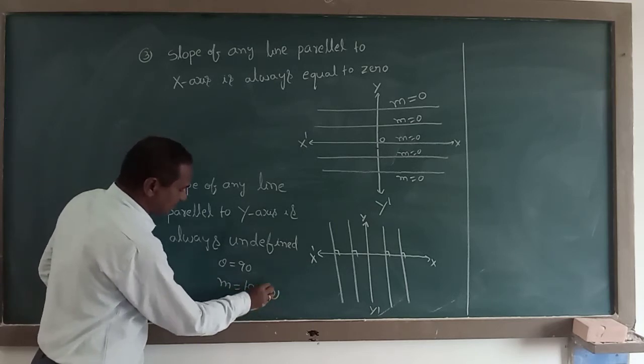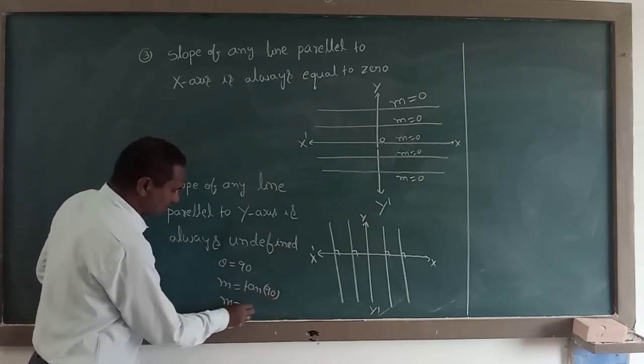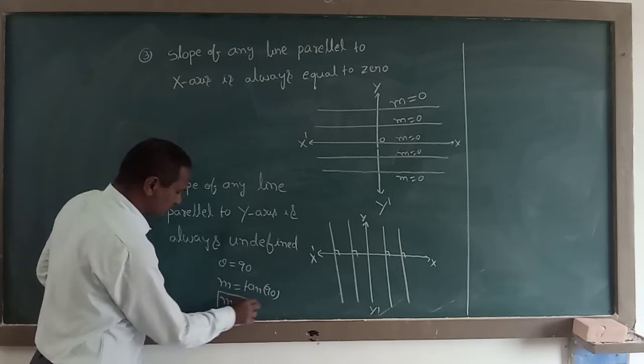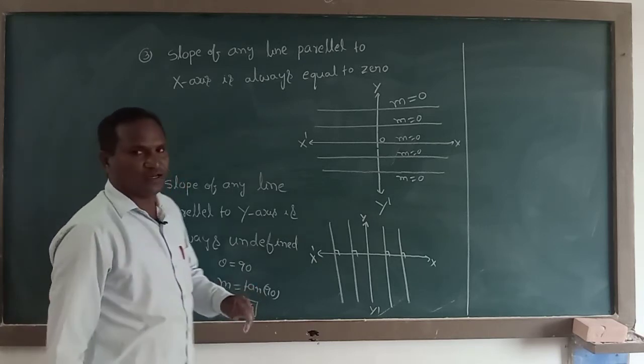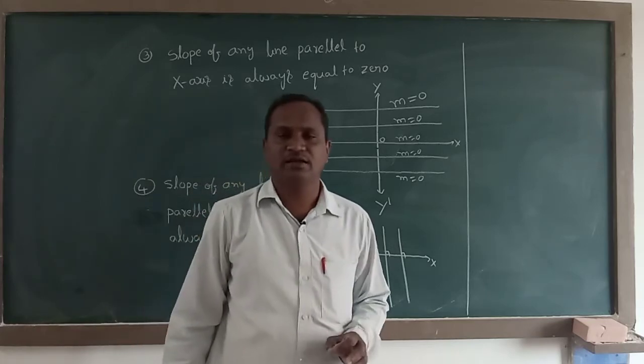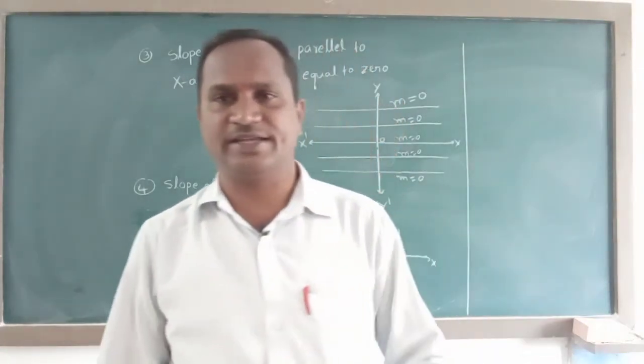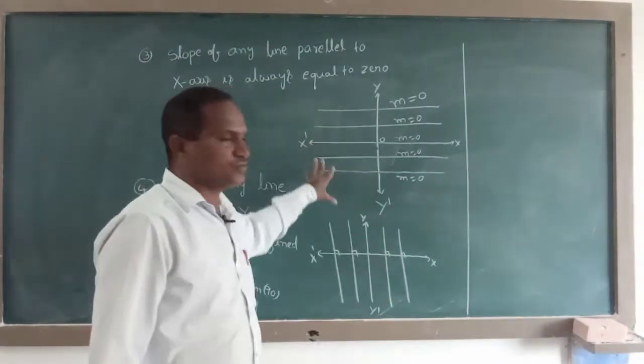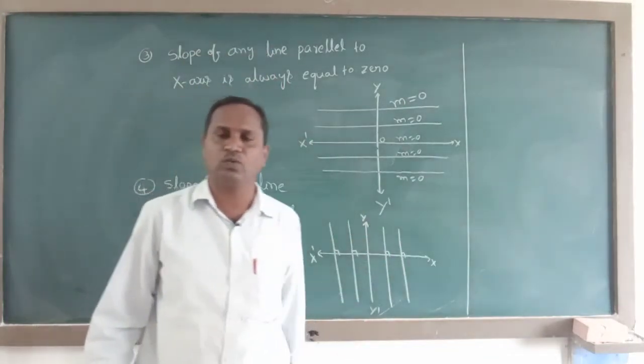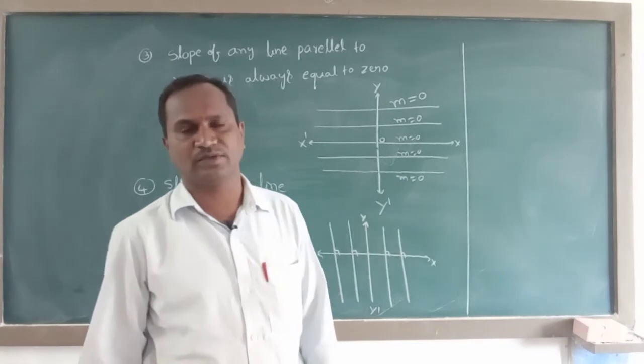Tan 90 degrees means here m is equal to undefined. That's what we can tell. The slope of any line parallel to the y axis is always undefined. Based on these two conditions, we can give one important condition here.